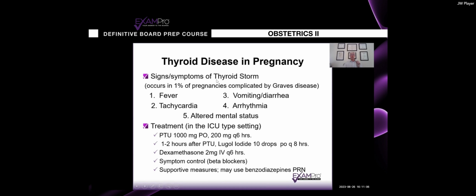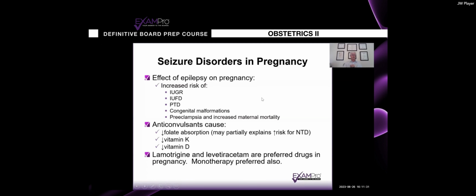So for this sort of unregulated hyperdynamic hyperthyroid state, the idea is to control the thyroid quickly, PTU and Lugol's iodide, stress dose steroids, beta blockers to reduce the heart rate, and sedatives or benzos as needed. And that would really be the extent of what you would need to know, that it is a medical emergency. The patient is at risk and needs to be managed immediately in an intensive care setting, and these are the basic steps. Now, on to seizure disorders in pregnancy.